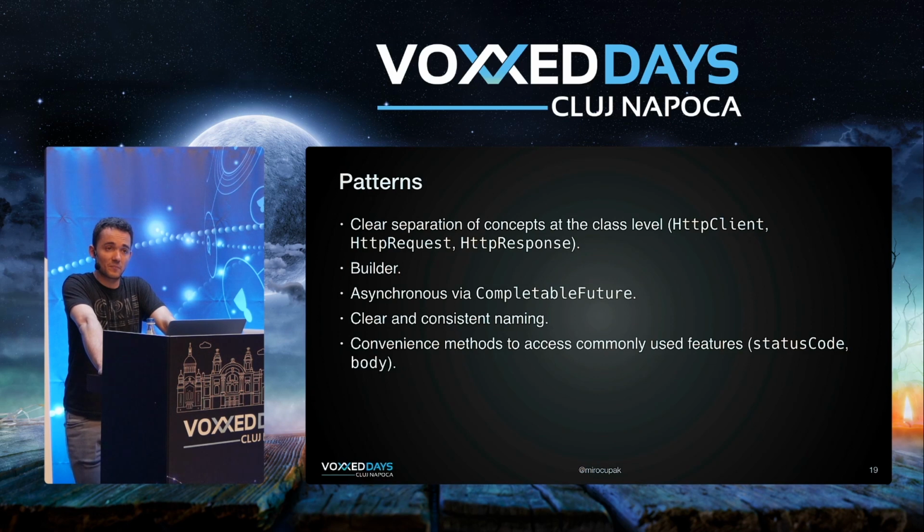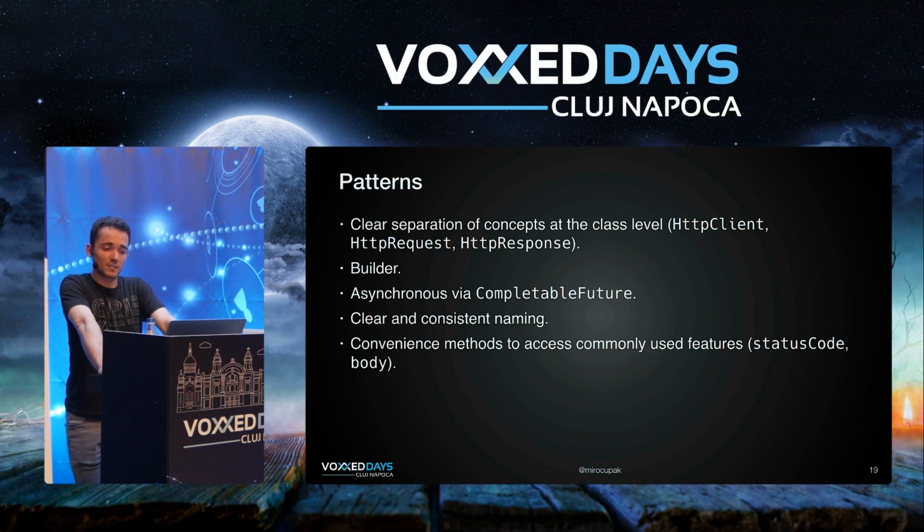As for some patterns that are nice in the new API, note the clear separation of concepts. We had the separate class for the client request response that made the API very pleasant to use. Note the use of the builder pattern all over the place. That's also very clean. And using completable future to do async. Like we said in connection with the process API, this is the way to do async in Java.